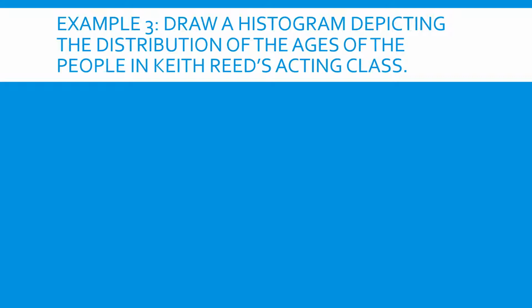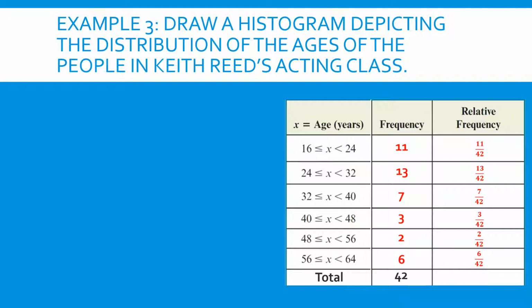So let's go through our first example where we're going to draw a histogram. It says, draw a histogram depicting the distribution of the ages of the people in Keith Reed's acting class. That was from our last example. I'm going to go ahead and pull up the frequency distribution. It's important that you have this close by when you're drawing the histogram because this is what you're going to use to determine the heights of the bars. We're really only going to be using these first 2 columns here.